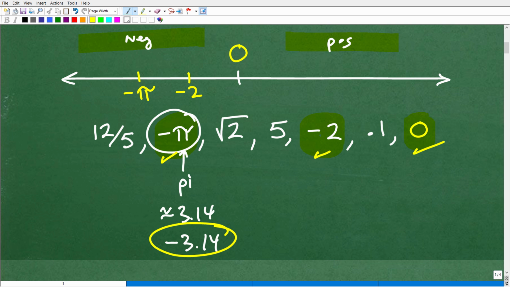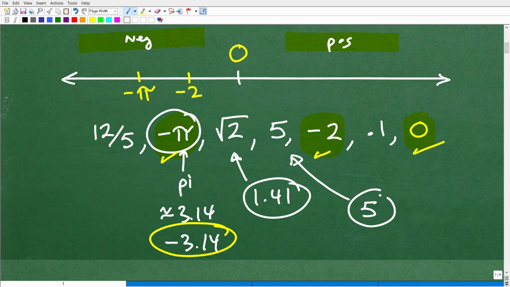So what would come next? Well, we need to get a sense of what the square root of 2 is. So you can go into your calculator. Square root of 2, I believe, is around 1.41. I don't have my calculator handy. It's somewhere around there. It's definitely over 1. Okay, so we have this number. We have 5. Okay, there's 5.